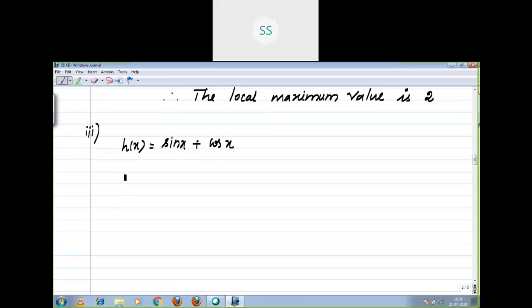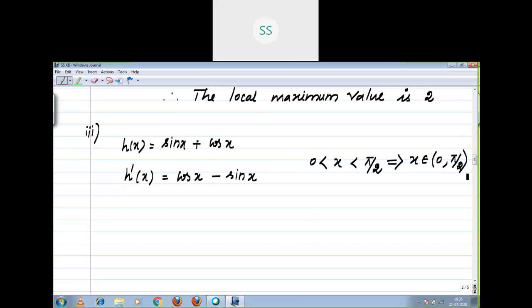First step, what do you want to do? Yeah, very good. H dash of x, you are differentiating. What is the derivative of sin x? Cos x. What is the derivative of cos x? Minus sin x. Right. Here, the interval is given as what? 0 to pi by 2. The interval is given as 0 less than x less than pi by 2. That means, as I already discussed, x belongs to the open interval 0 comma pi by 2.